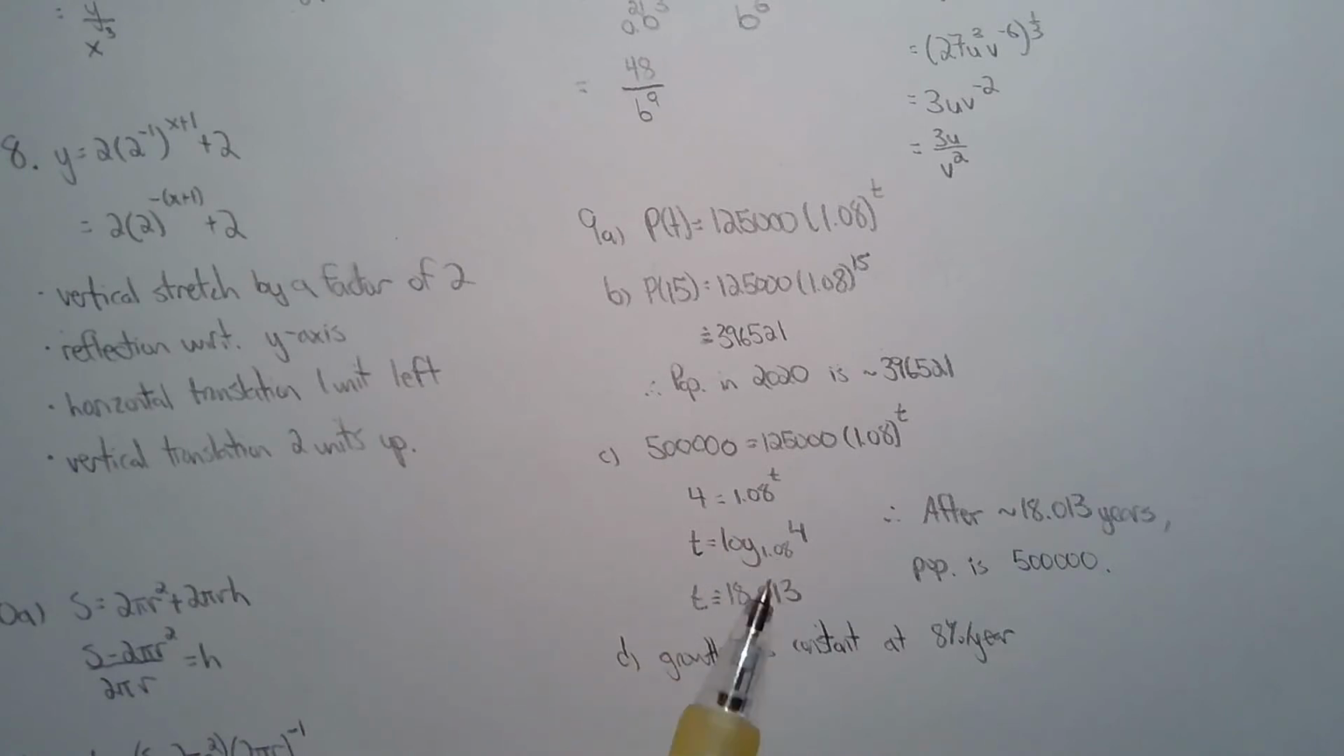form. So if your calculator can't evaluate a logarithm with a base of 1.08, then type in log 4 divided by log 1.08. So it takes about 18.013 years for the population to reach 500,000. The big assumption that we make, which is probably not true, is the fact that the population is growing at a constant rate of 8% per year.